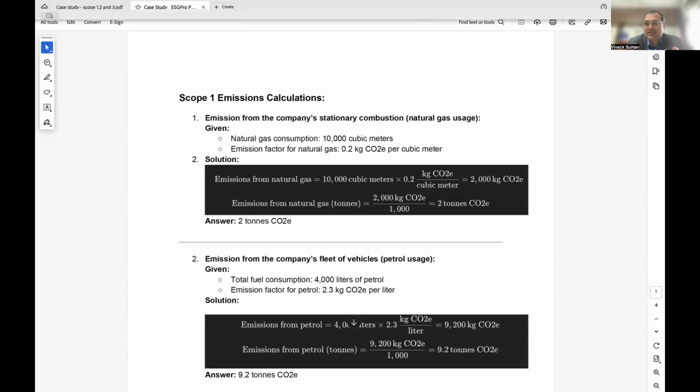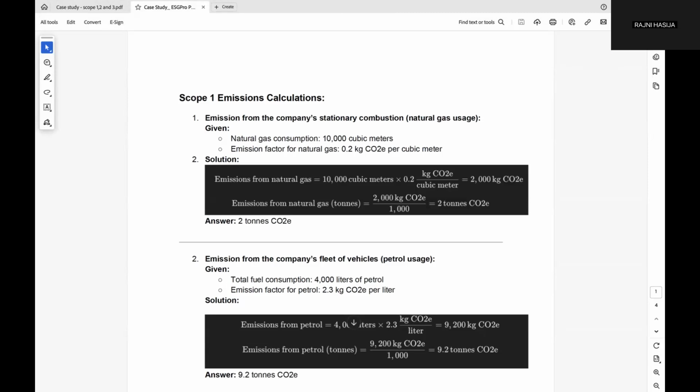Anybody who has a confusion, specifically Rajni ji and Presley, are you confused with anything here? It's simple, you have to calculate, right? It's directly consumption into emission factor. Absolutely. Presley, you were given a lot of such questions in the exam. Here we are just doing it in a case study format.